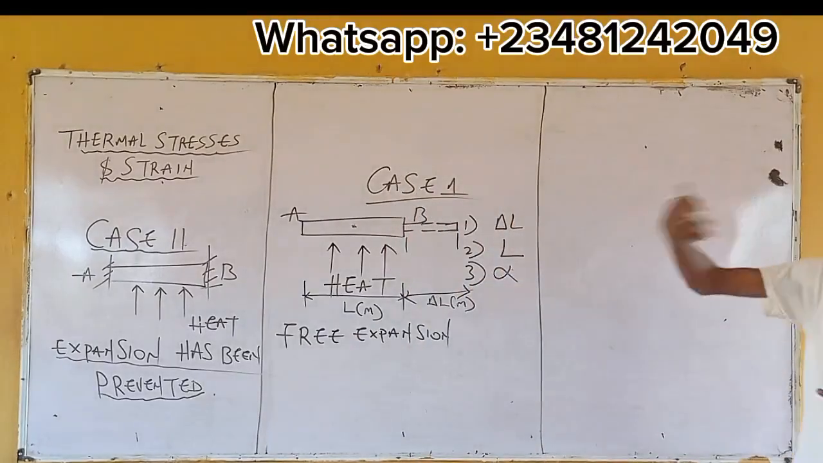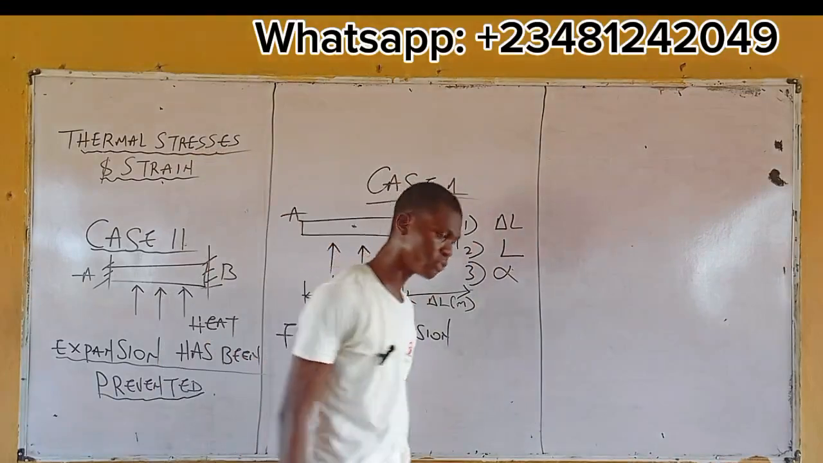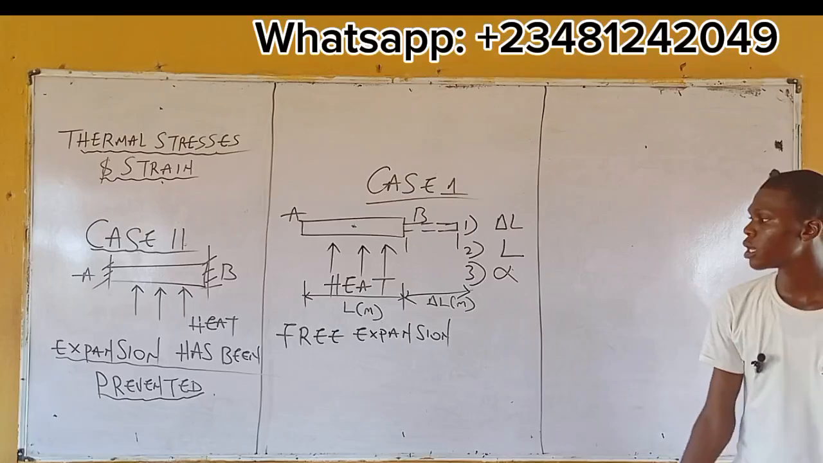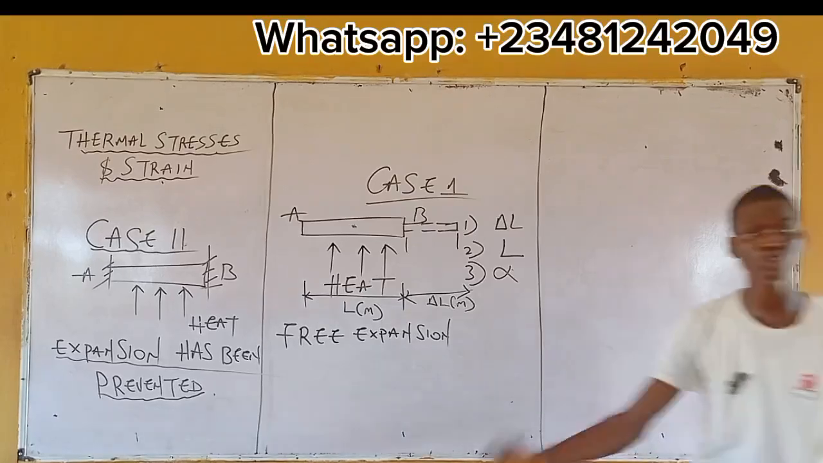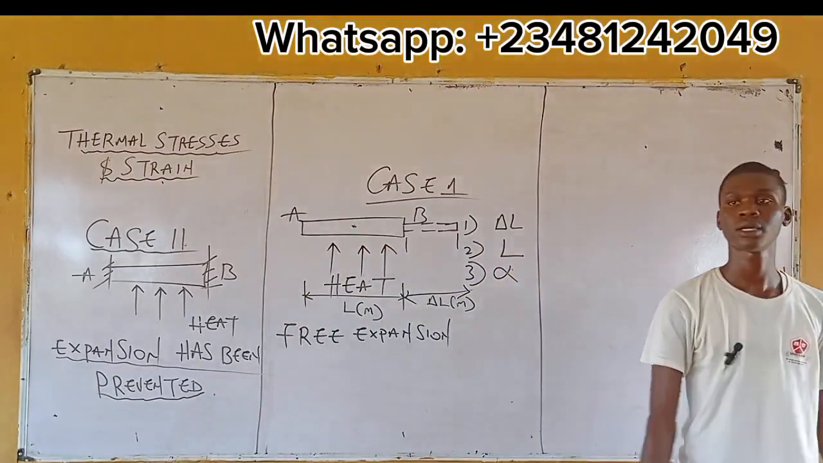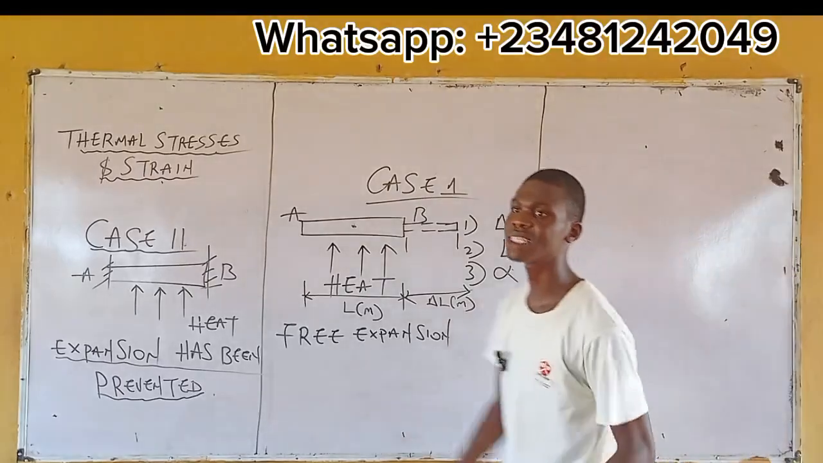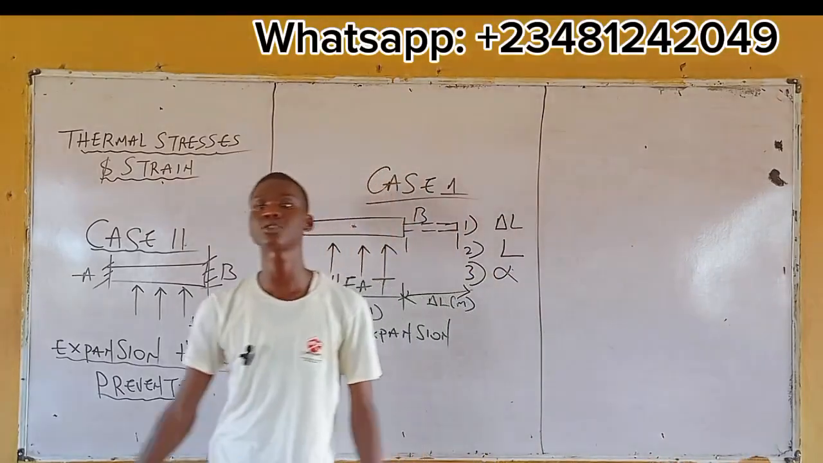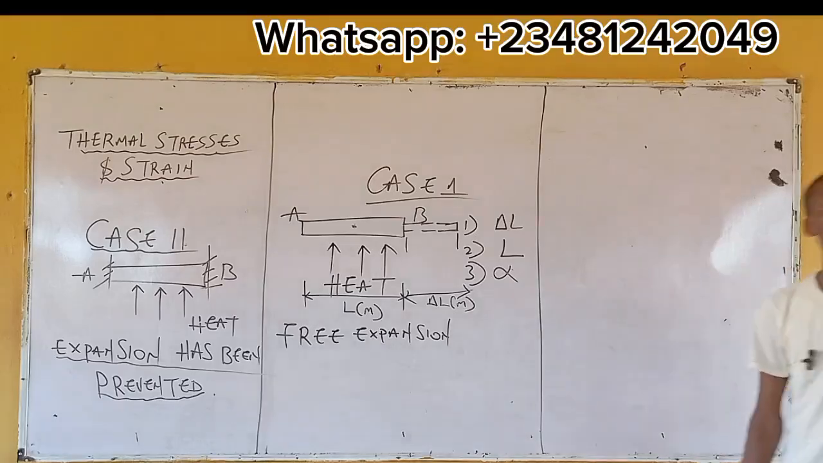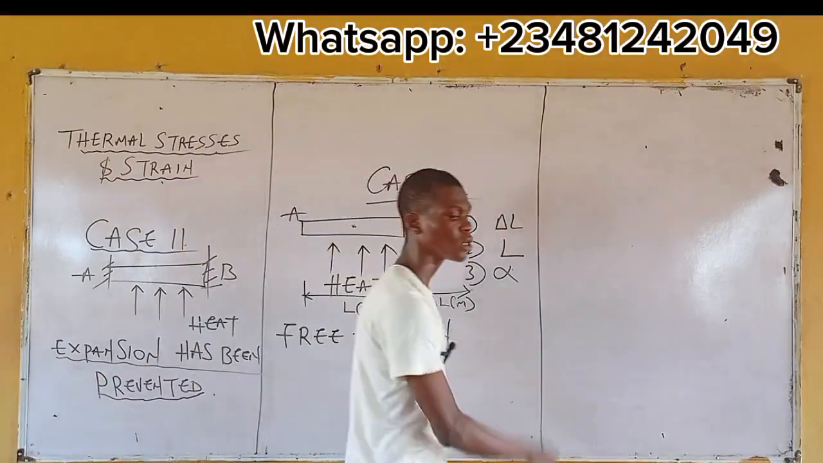Case 3, partially prevented. What did I say? Case 3, partially prevented. Meaning that if we can have case 1 as free expansion, case 2 prevented, we can also have partially prevented. So all of this has its own formula. Case 1 has its own formula. Case 2 has its own formula. Then case 3 also has its own formula. So let's see the possible way we can derive all this formula.